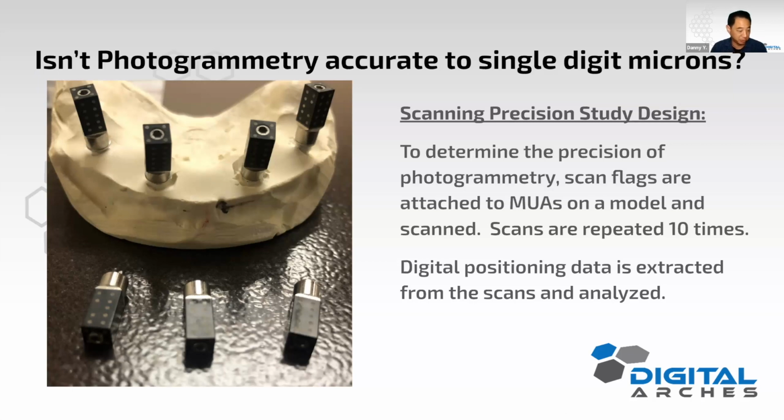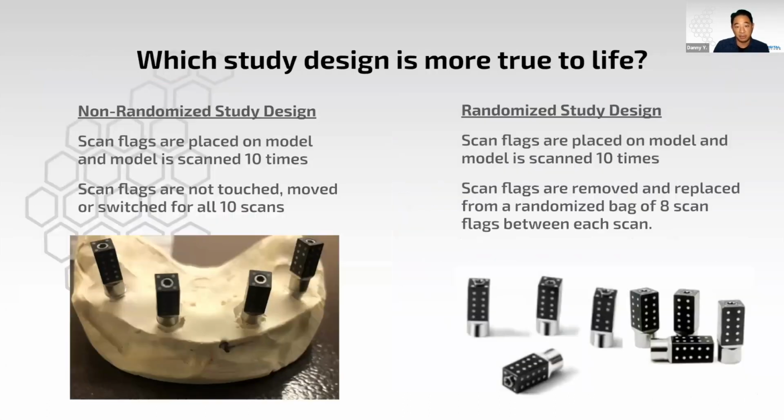But when they report these accuracy or precision measurements, they're usually not reporting the variance that you would get from the scan body tolerances. So they're only reporting half of the accuracy story in photogrammetry. Usually, when you look at studies of photogrammetry, they're being done on a non-randomized study design, where they just put the scan bodies on the model. They don't touch the scan bodies and they just scan it 10 times. And you're going to get a very, very high precision scan when you do that.